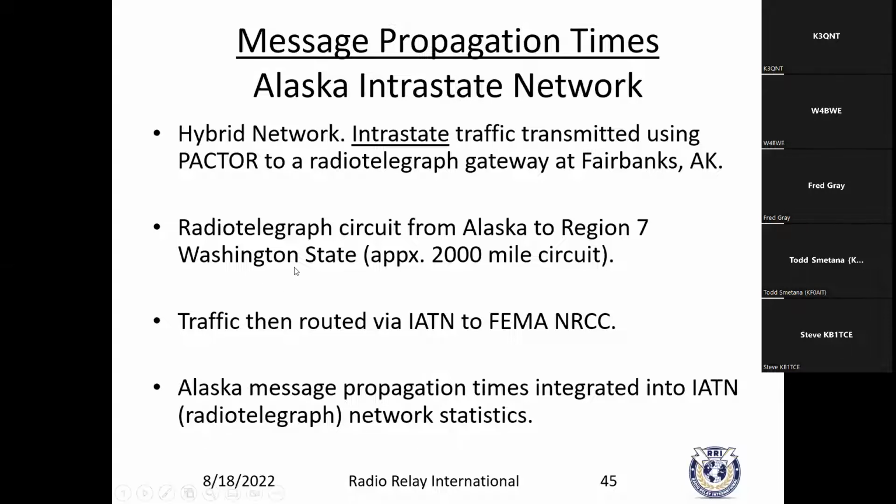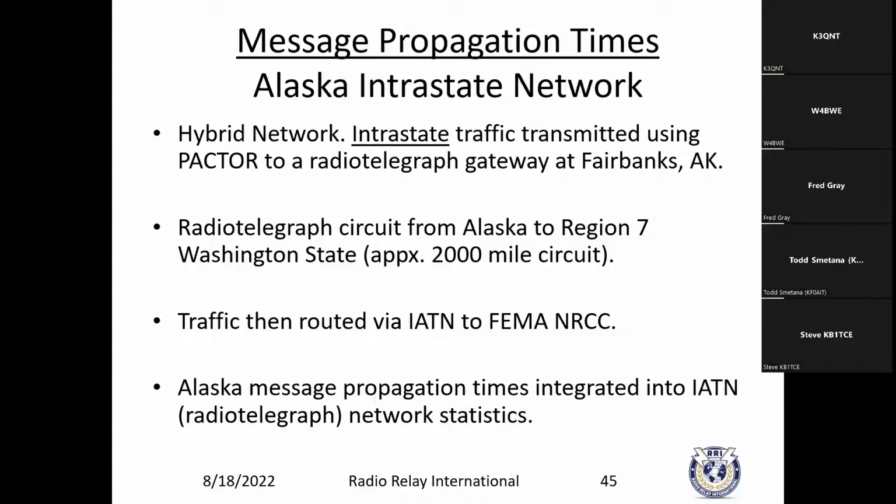We talked about this in terms of the Alaska intrastate network, which was a digital backdoor network. But because of the length of the circuit, the messages went to a CW gateway, and then from there, an approximately 2,000 mile circuit to Washington State. And then I don't know how far it is from Washington State to the Washington, D.C., Philadelphia area, but it's probably another 1,700 miles or whatever. My geography could be off a little bit.